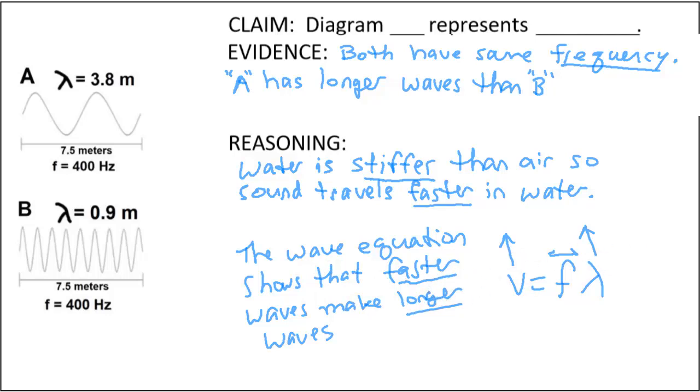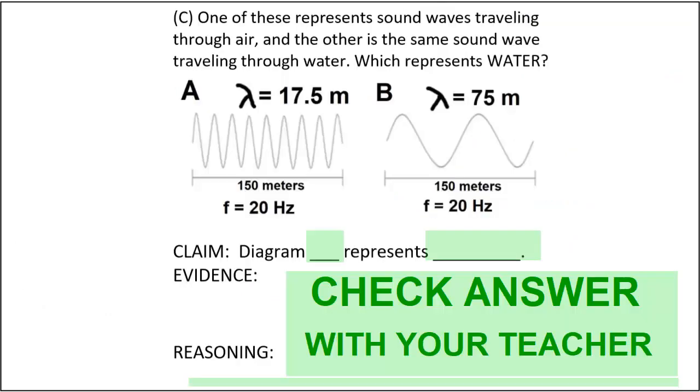So now we can pick our answer. Which one of these two has to be water in order for this part here to be true? Longer waves. So the answer is A. So you go back to the top and you write your answer. Diagram blank represents blank. A represents the water. And there's our complete answer. For question C, you can check the answer with your teacher. We're going to move on to the last question.